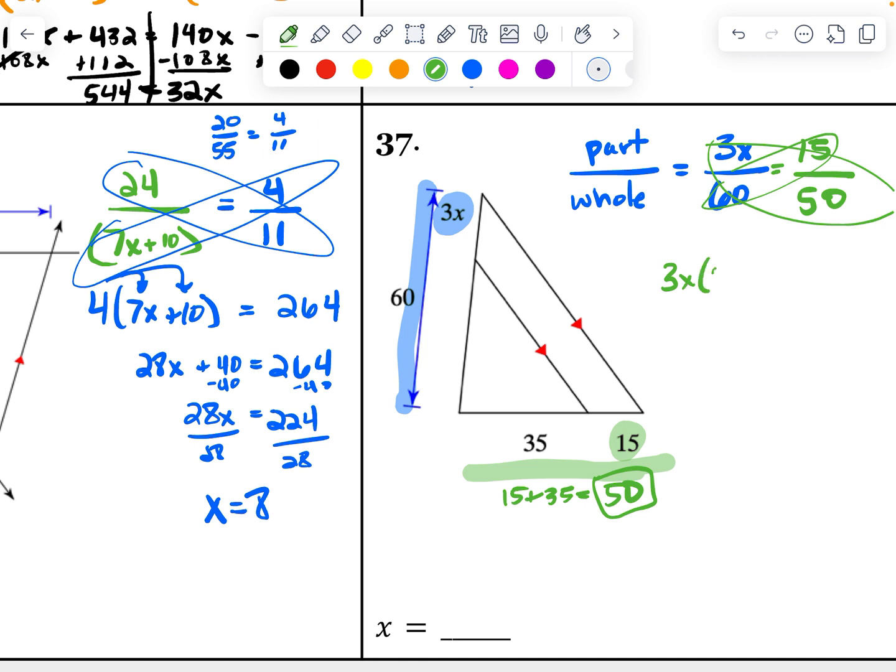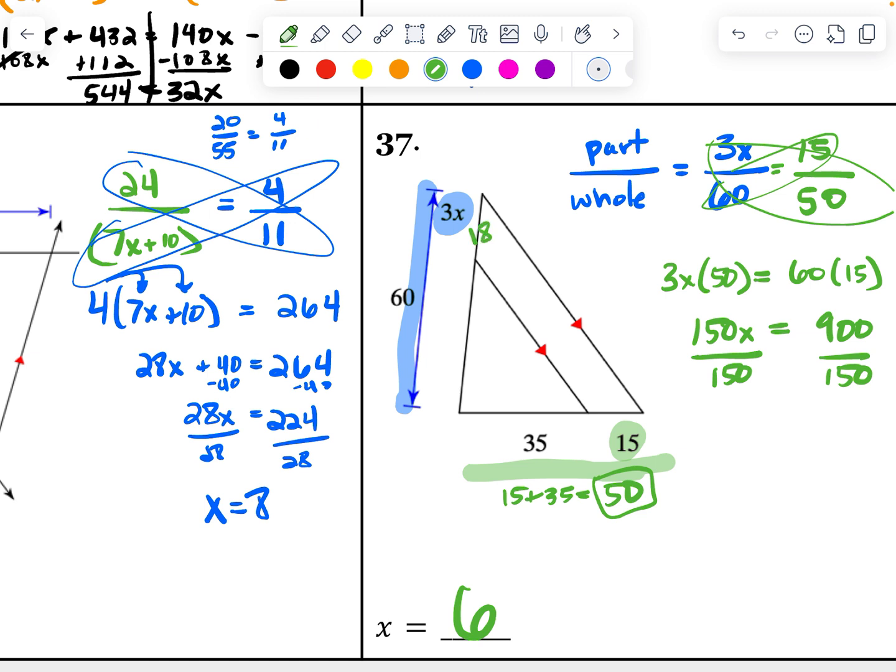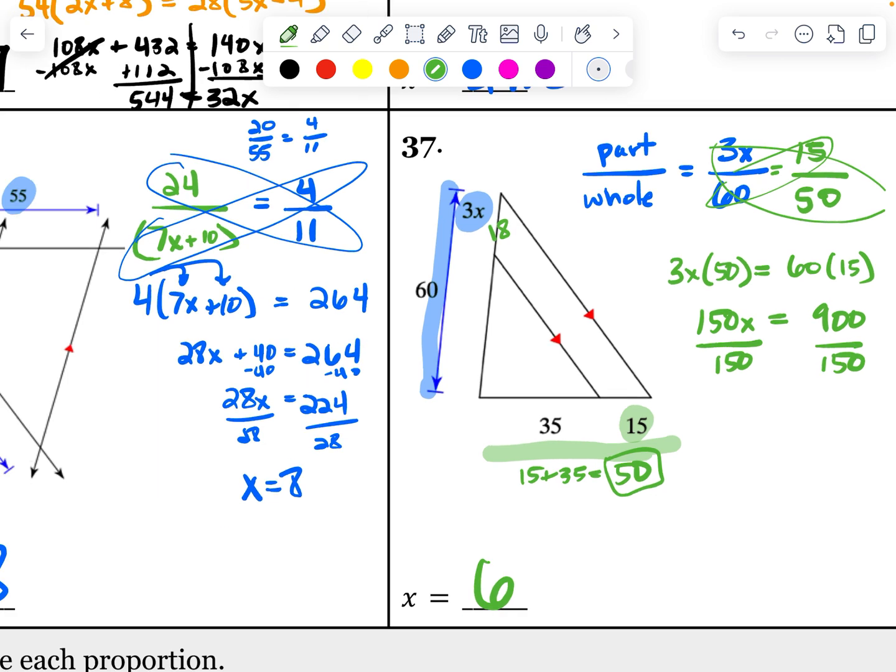So 3x times 50 equals 60 times 15. So what's that? 150x equals, I don't know, 60 times 15 is 900. Divide by 150 on both sides is 6. And I can plug that in, I could make that make sense. So 3 times 6 is 18. Make sure that those proportions still kind of track, right? Going from 35 to 15 and then 48 to 18.